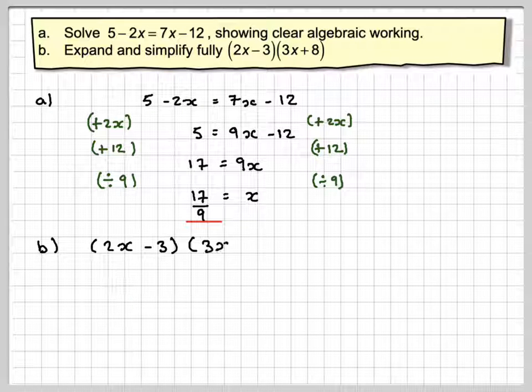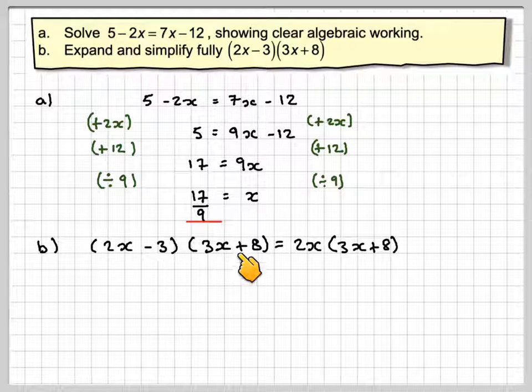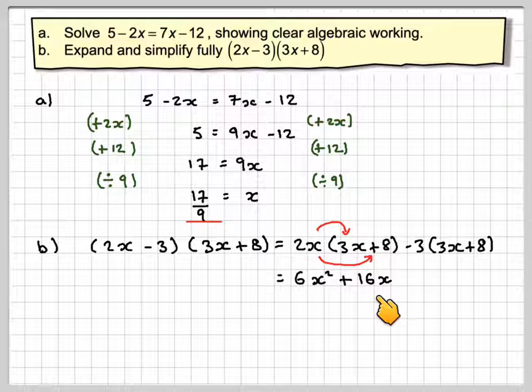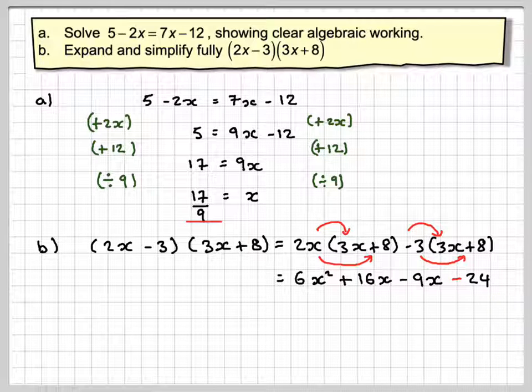B, expanding the bracket, so we need to do 2x times (3x plus 8), and then minus 3 times (3x plus 8). So, expanding the brackets, we're going to get 2x times 3x, which is 6x squared, 2x times 8, which is going to be 16x, minus 3 times 3x is going to be minus 9x, minus 3 times 8, which is going to give me minus 24.